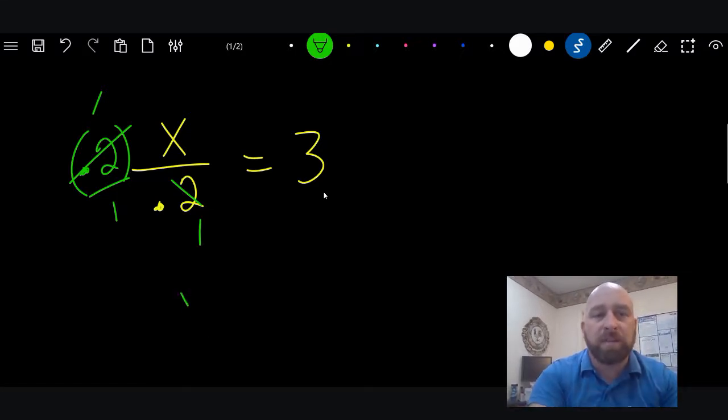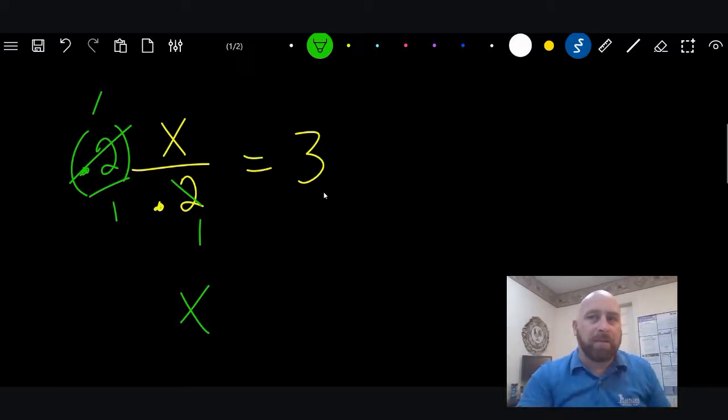1 times x equals x. So that's how we cancel out in division. We multiply by the denominator. Whatever the denominator is, we multiply by that, and that cancels out the fraction.